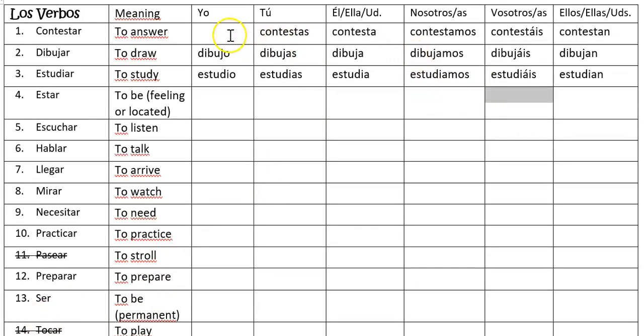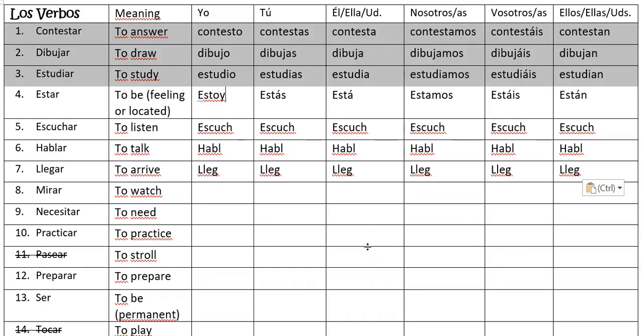I went ahead and filled in all the columns except for this yo form here. So remember, what you want to do is drop off the last two letters of contestar, the ending AR, and then you want to add your ending. So in this case, it would be an O. Contesto, for yo, use an O. Now for tú, contestas, he, she, usted, contesta, nosotros contestamos, vosotros would be contestáis, ellos, ustedes would be contestan. So notice the endings here, the AN, the AIS, the AMOS, the A, the AS, and the O. So go ahead and fill these in. Pause here while you fill those in, and then we'll do the next three.